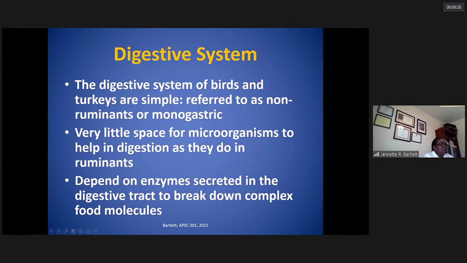Now, in monogastric animals, they only have one compartment, so they have to depend on enzymes that are secreted in the digestive tract in order to break down complex food materials. So whereas in the ruminants, they depend on microorganisms, in the non-ruminants or monogastrics like poultry, they depend on enzymes that are secreted in the digestive tract to break down their food molecules. That's a major difference between the non-ruminant and the ruminant. So is that clear?